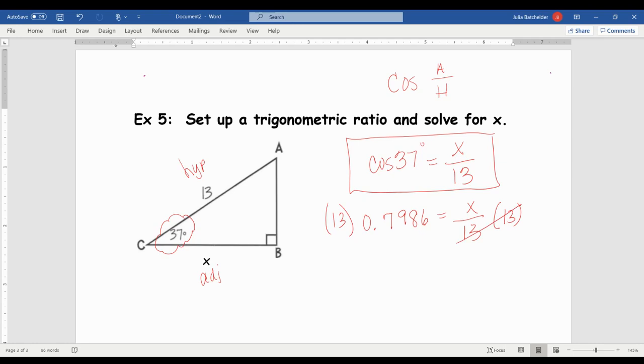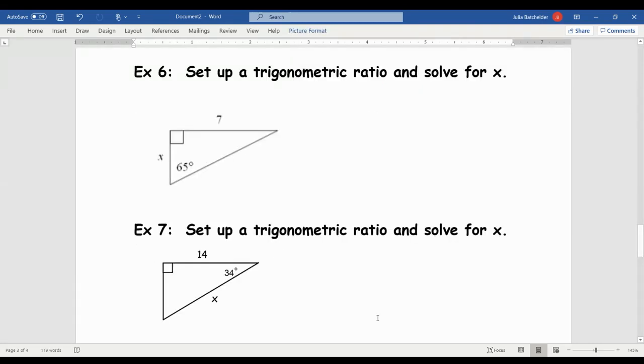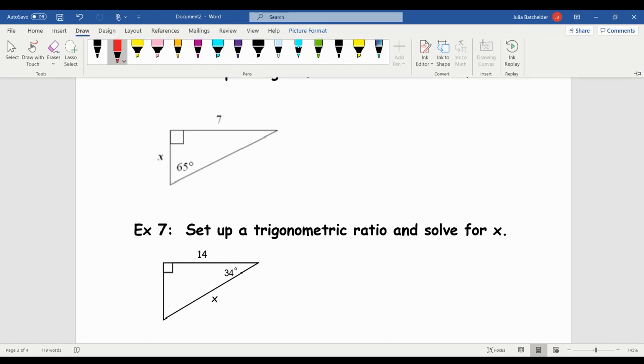And then I'm going to get 796 times 13. I'm getting 10.3818 is equal to x. If I go two decimal places, I'm over here at 1, so I'm going to leave it at 10.38 is x. Okay, so in number 6, this one's slightly different, but maybe we don't realize it yet.